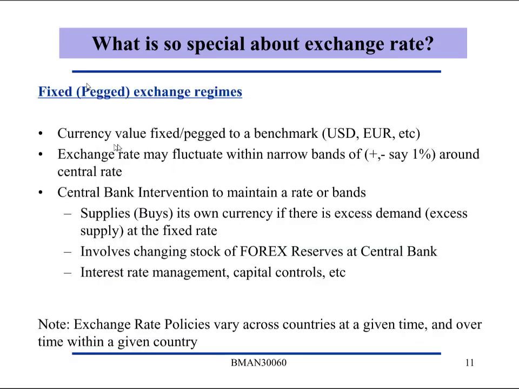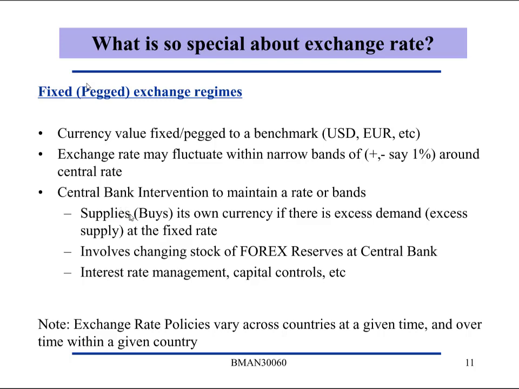First of all, the currency value is fixed to a benchmark, dollar or euro or other major currency, or sometimes a basket of major currencies. Exchange rate may fluctuate within narrow bands, plus and minus 1% around that fixed exchange rate. Central bank will intervene in the market to maintain these bands. For example, if there's an excess demand for Hong Kong dollar, if the Hong Kong Monetary Authority doesn't do anything, Hong Kong dollar will appreciate. But Hong Kong will intervene to maintain its fixed exchange rate by supplying more Hong Kong dollars to the FX market.